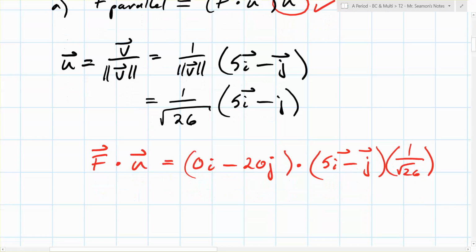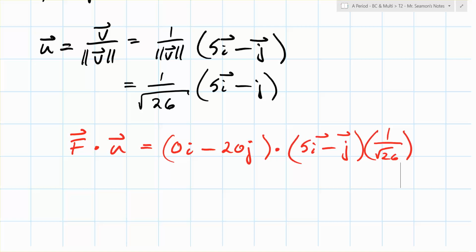Does it matter when we multiply in the 1 over root 26? No, it doesn't. It's just a scalar on the outside. So when we do the dot product of these two things, we multiply the corresponding coefficients. The I term is still going to be 0 times 1 over the square root of 26, so the first term is 0. I'm just putting it in there as a placeholder.